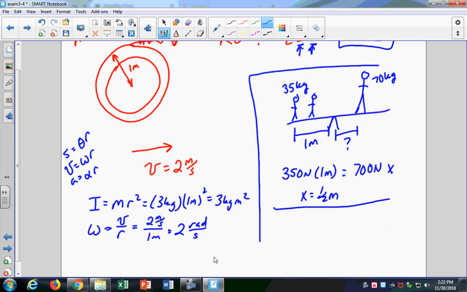I would add them. I'm just finding the net torque. Say that this distance was a half a meter. I would say 350 newtons times 1 meter plus 350 newtons times a half a meter is equal to 700 newtons times x. And I would solve that for x. I don't know what that is right off.